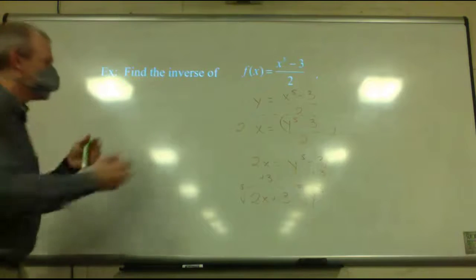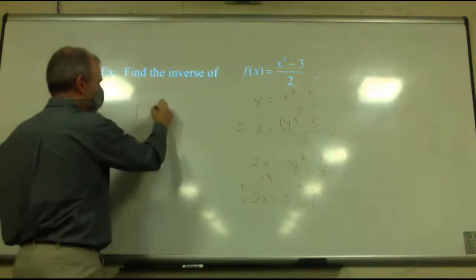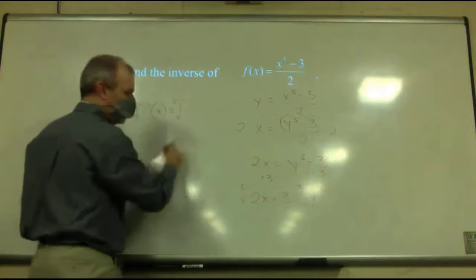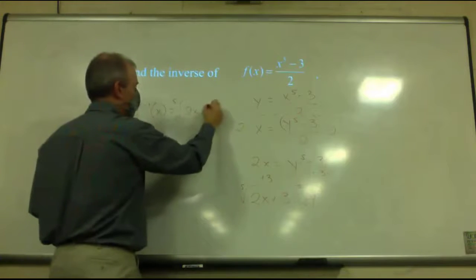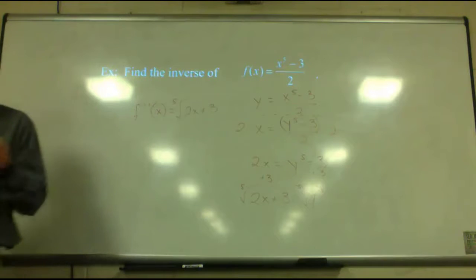So we're done. Our inverse would be f inverse of x equals this right here, the 5th root of 2x plus 3. And again, it's those 3 steps every time.